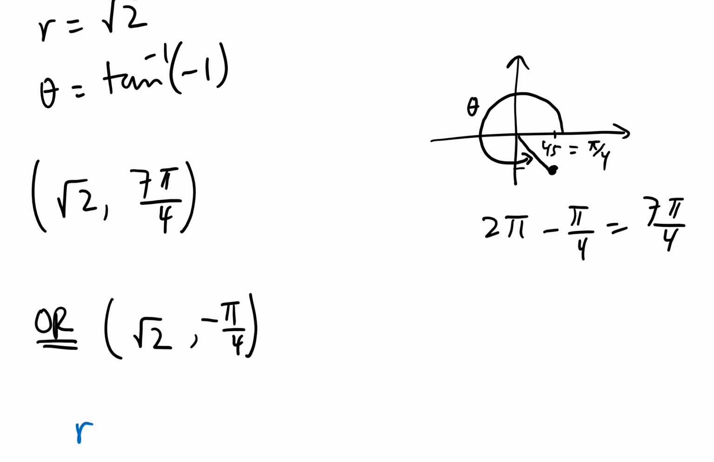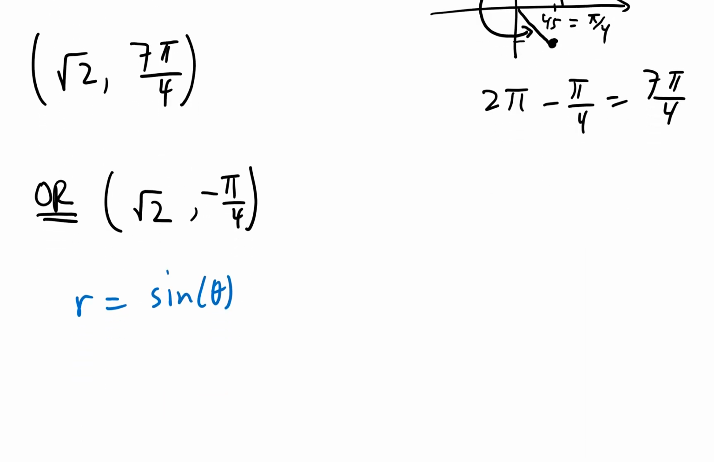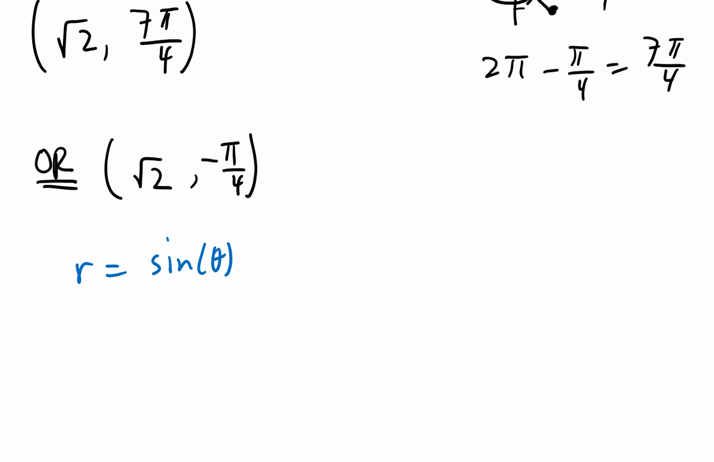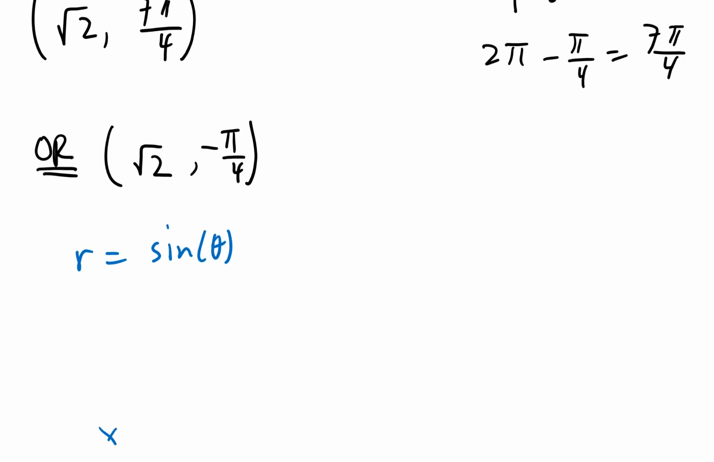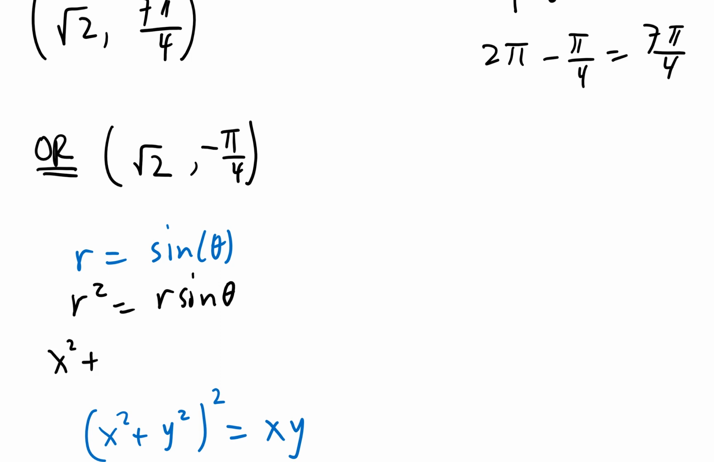How about if we are asked to convert an expression like this into polar? You multiply both sides by r. r squared is r sine theta. Why did I do this? Because now r squared is x squared plus y squared, and r sine theta is y.